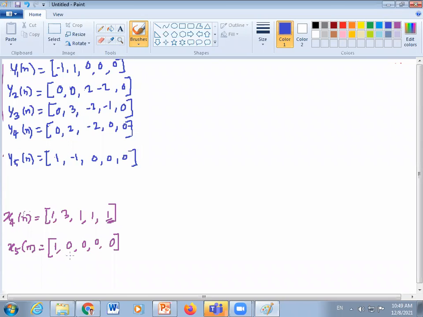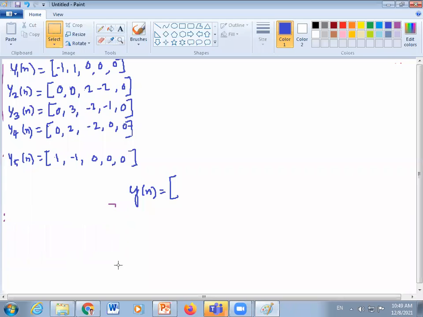So these are all the answers we got. Hope everyone has got this answer. Anybody has any doubt here? Now let's write the final output y of n. You will tell me how should I write the final output y of n for this overlap save method?